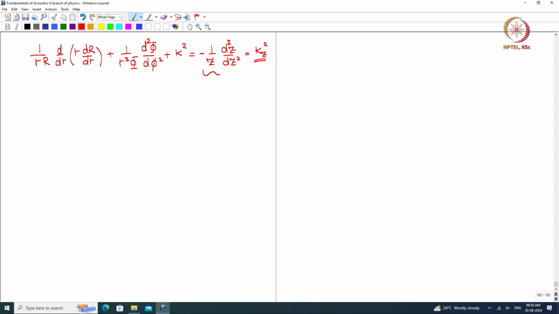So if we consider just the Z equation, I get d2 Z by dz square plus kz square Z equal to 0. Okay, and so this now has the form, let's call it C cos kz z plus D sin kz z.